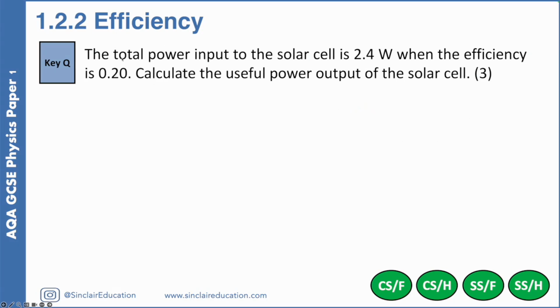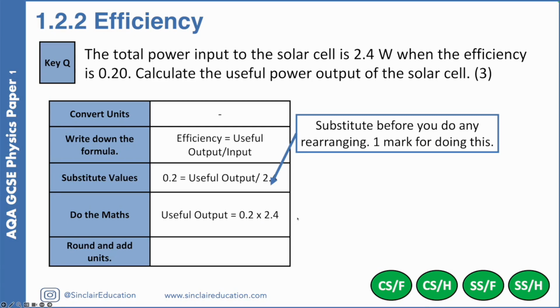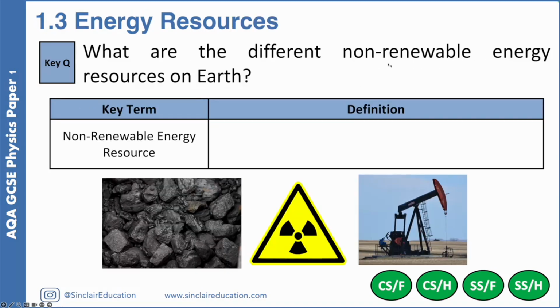So if we have a look, the total power input to a solar cell is 2.4 watts when the efficiency is 0.2, so it's 20% efficient. Calculate the useful power output of the solar cell. So with this, we've got our efficiency is equal to useful divided by what went in. So in this case, I've got 0.2 is equal to useful divided by 2.4, which is going to give me my useful output would have been 0.48 watts, which is a very small portion of the original 2.4 that went into this.